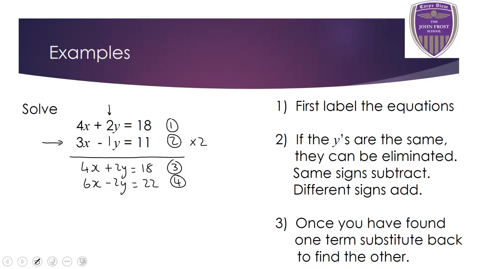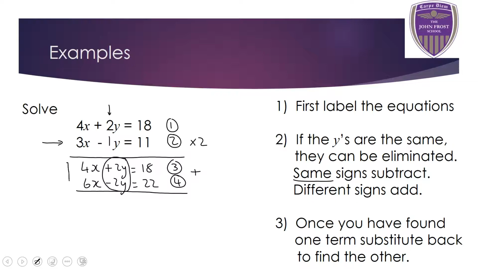Now you can see in here that I've now got 2y in both cases. So I have a look. Do they have the same signs in front of them? Well, the answer to that is no, because one has a positive sign and one has a negative sign. So this time I'm not going to subtract to eliminate y. I'm going to add them together.